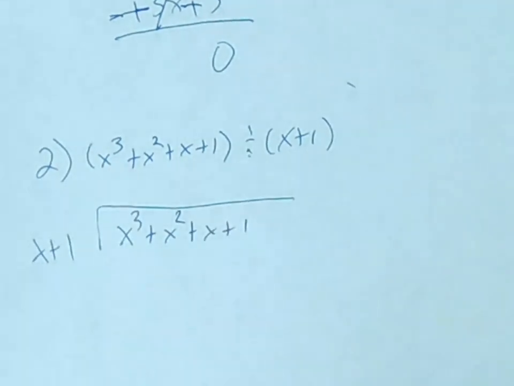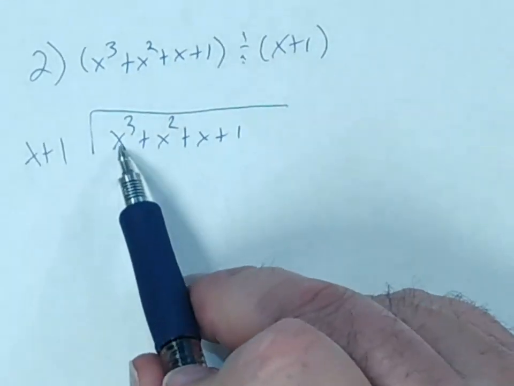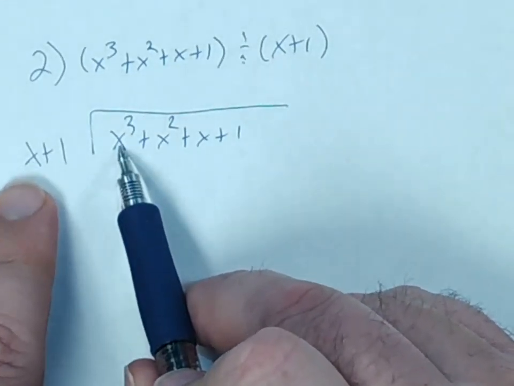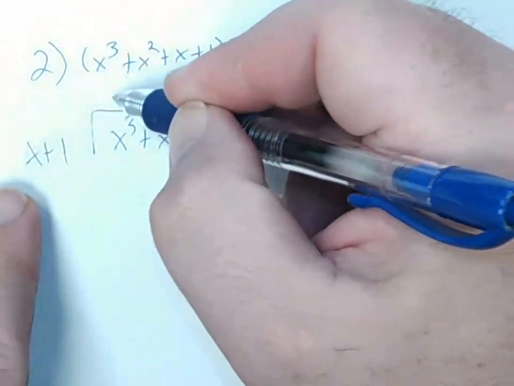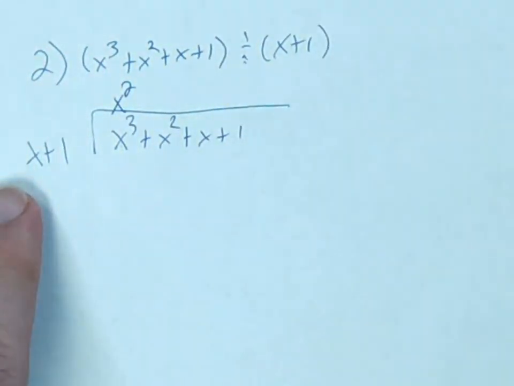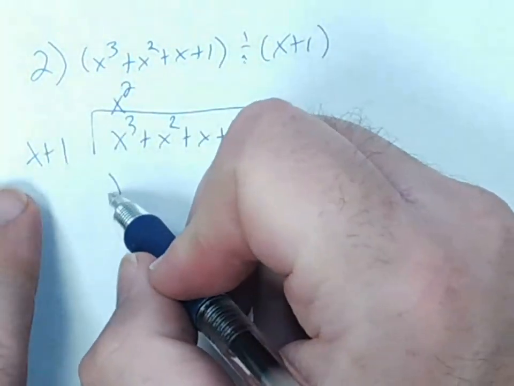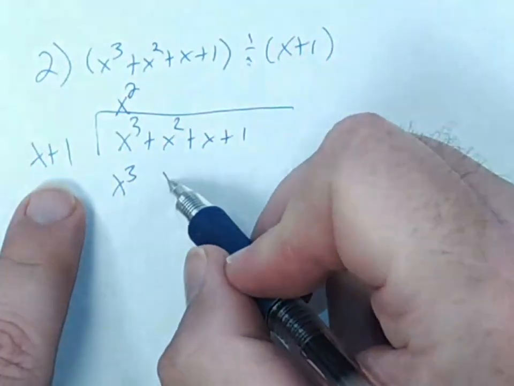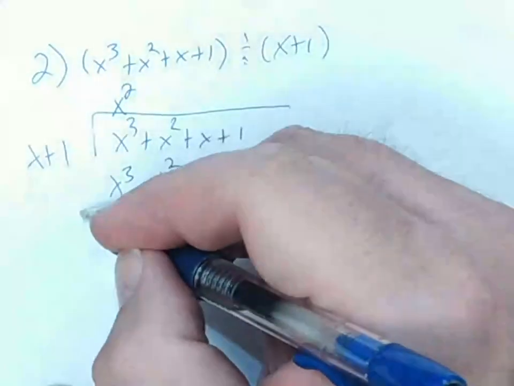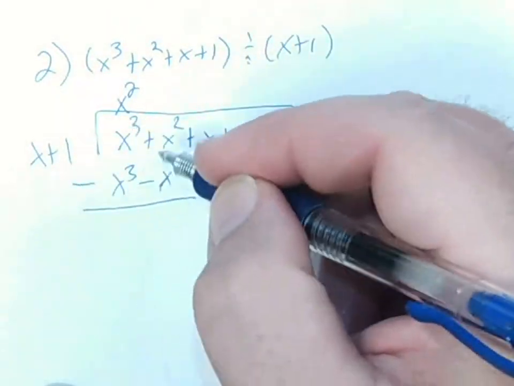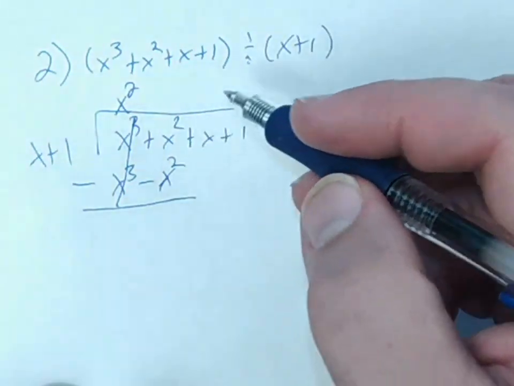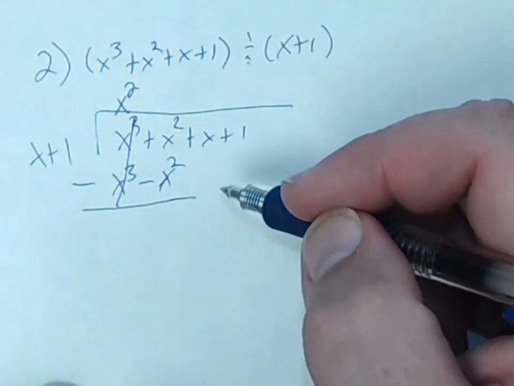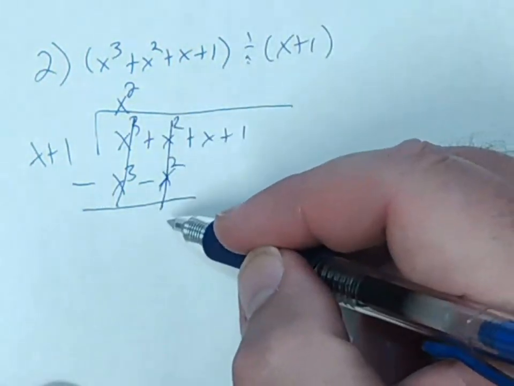So let's follow the process, right? Step 1, we divide the first term, x cubed, by the first term here. X cubed divided by x is x squared. Then we multiply. X squared times x is x cubed. X squared times 1 is x squared. Then we subtract. X cubed minus x cubed is 0. Look at this. X squared minus x squared is also 0.